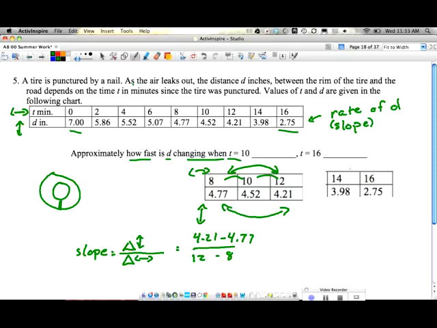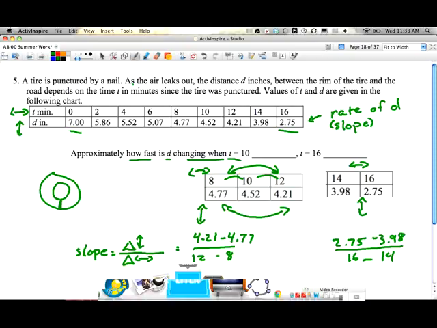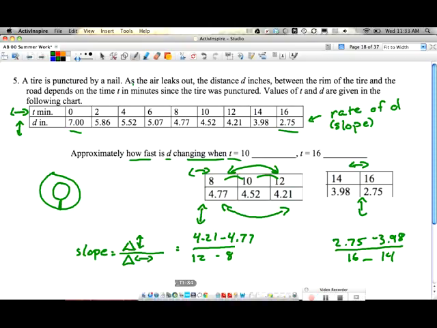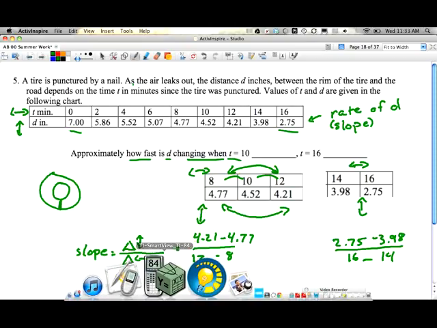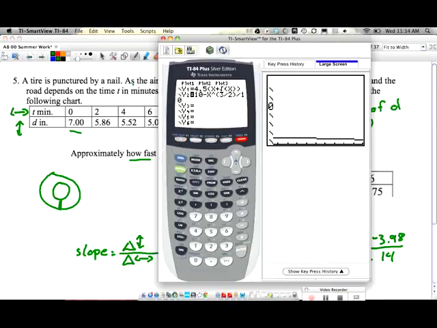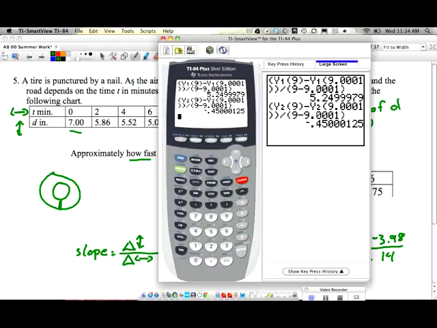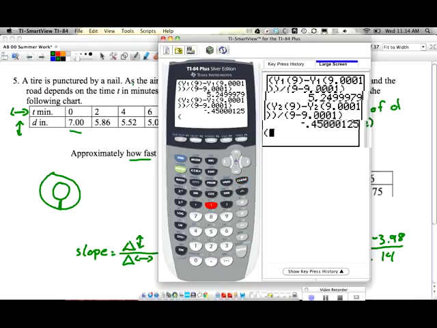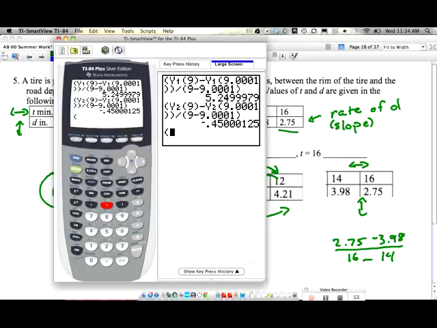So we need to make those calculations, and let's see what we come up with. So 4.21 minus, I got to graph and clear out of this. Here we go. What do we have? 4.21 minus 4.77, divided by, and the change in the bottom is going to be 4. We could do that in our head. 12 minus 8 is 4. Okay, and that simplifies to negative 0.14.